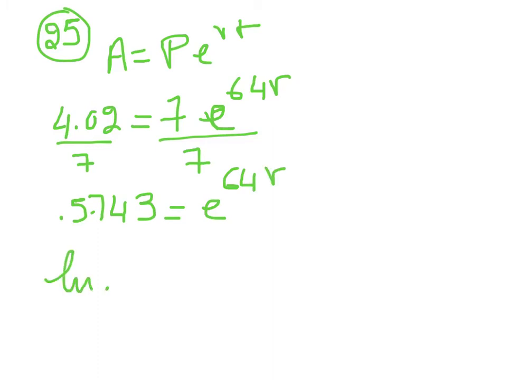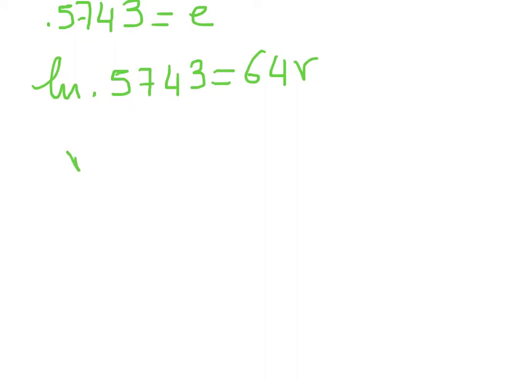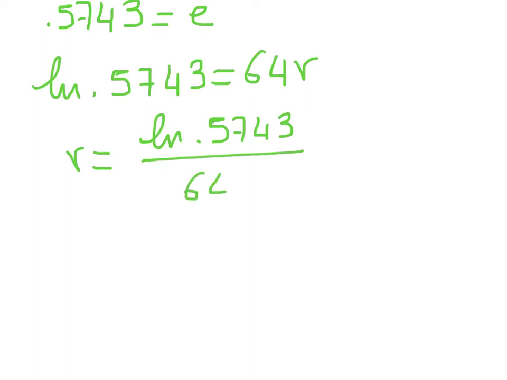ln both sides. ln 0.5743 is equal to 64r. And if you're solving for r, you're going to find that r equals ln 0.5743 divided by 64. It's going to be negative 0.0347. Okay, now we're going to go ahead and answer the question.